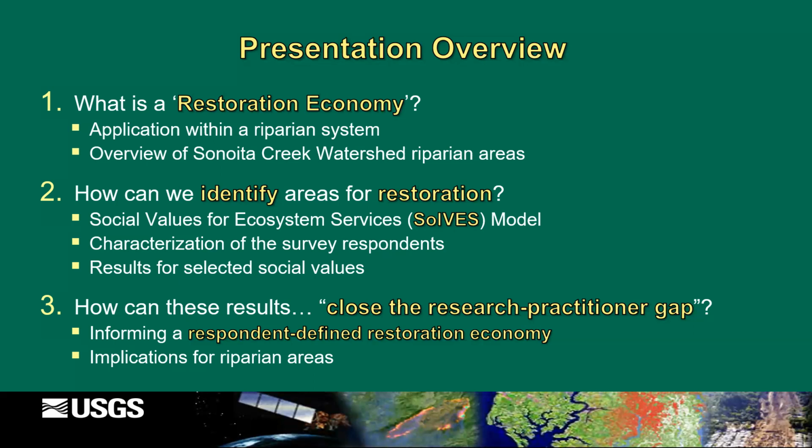Number two, how can we identify areas for restoration? We use the Social Values for Ecosystem Services model, or SOLVS. SOLVS uses a collection of social survey responses, so I'll provide a quick characterization of the survey respondents: what are their interests, what are their concerns, and so on. And then I'll talk about some of the results for selected social values from the SOLVS model.